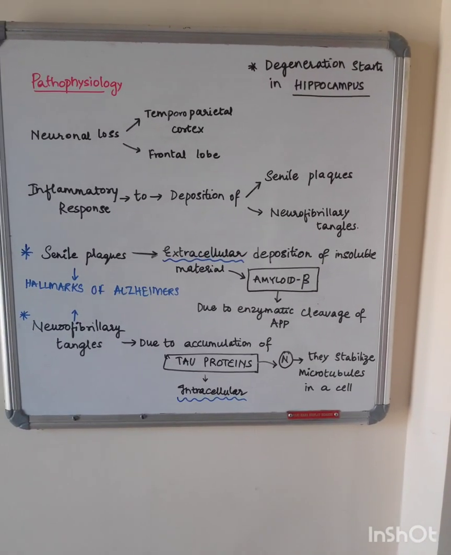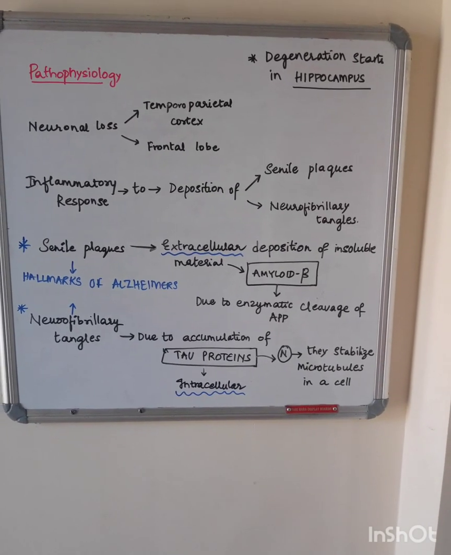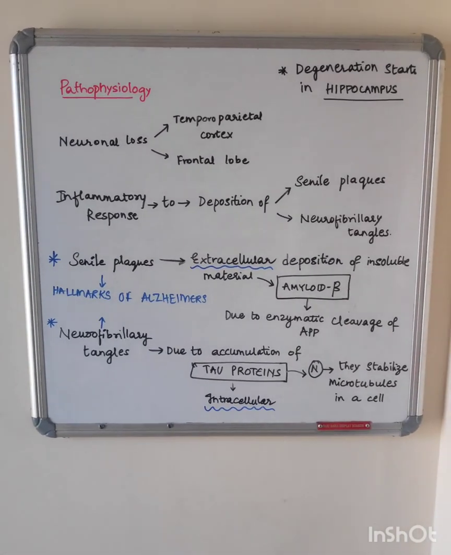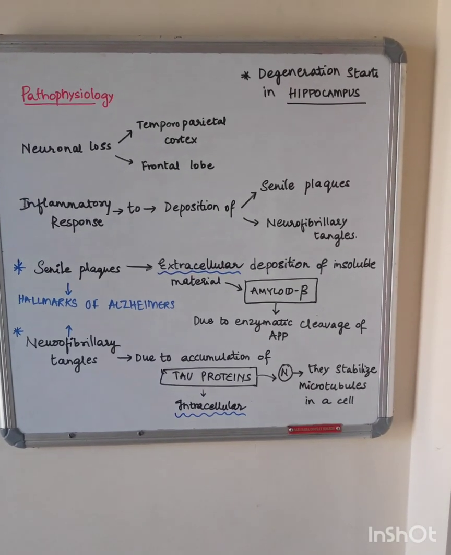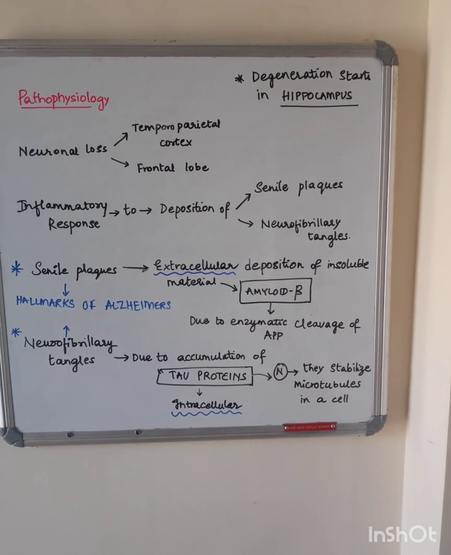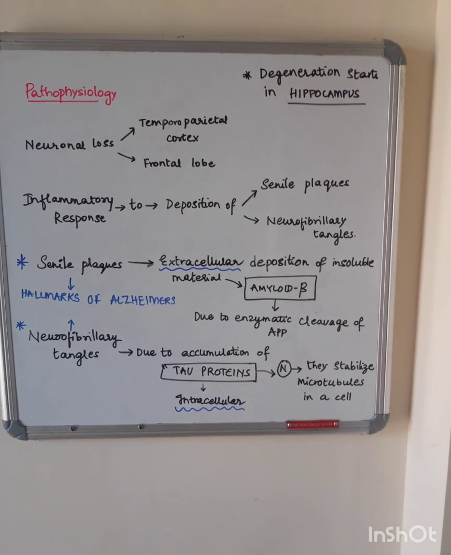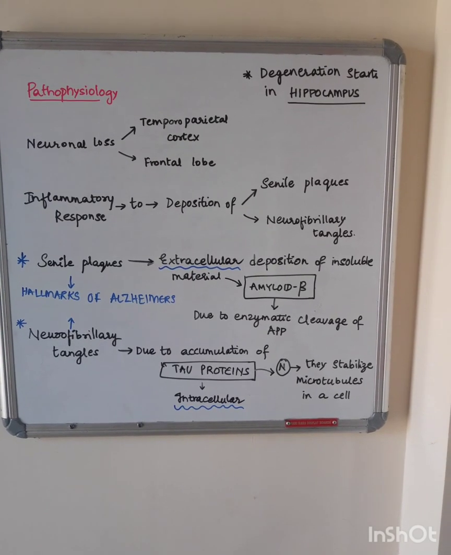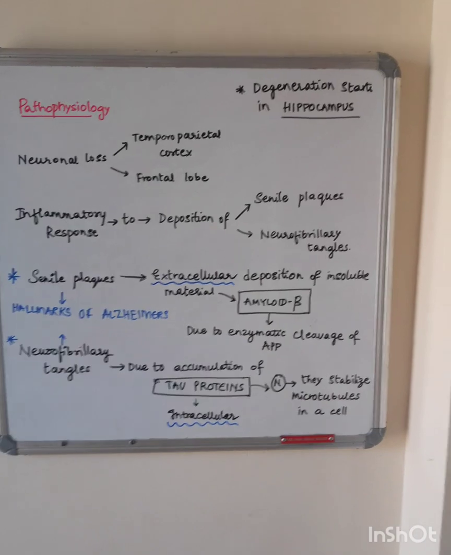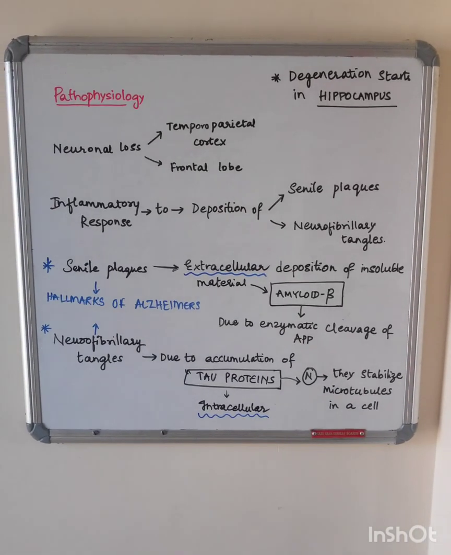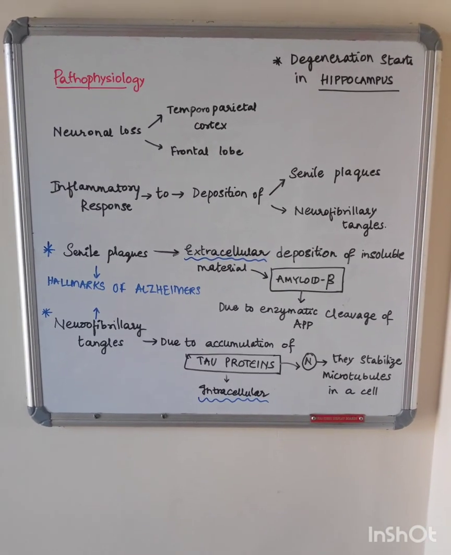One is senile plaques and the other one is neurofibrillary tangles. Coming to the first one, senile plaques. These senile plaques are nothing but the extracellular deposition of an insoluble material, nothing but the amyloid beta. This amyloid beta comes from the enzymatic cleavage of APP, which means amyloid precursor protein. This amyloid precursor protein cleaves and gives rise to amyloid beta. This gets deposited, and which is nothing but senile plaques.